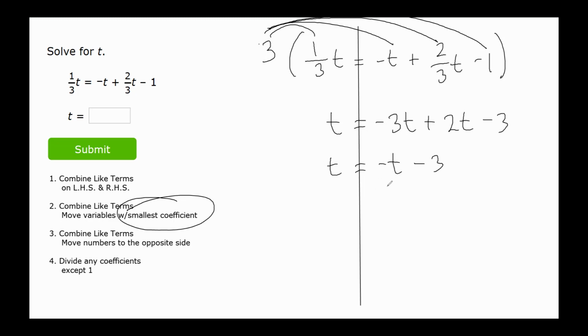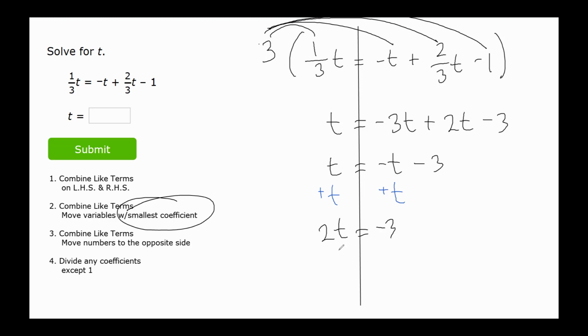So negative is smaller, so I'm going to add t to both sides. So I'm going to do plus t. And sometimes let's make that plus sign a little smaller and the t a little larger so we're not confused. Combine those t's, so then now you get 2t on one side equals negative 3.